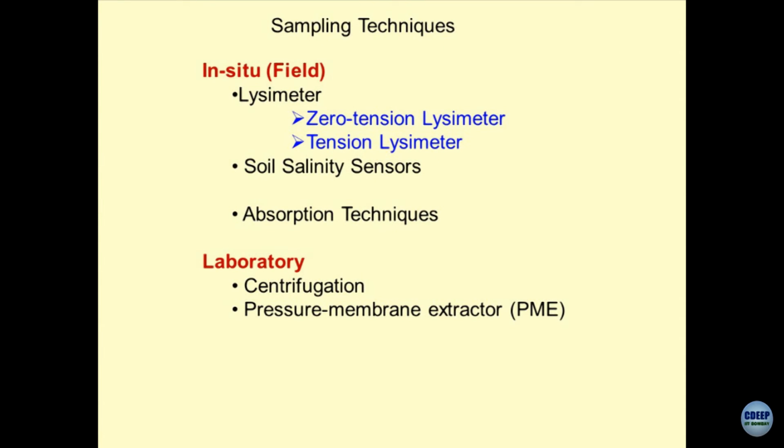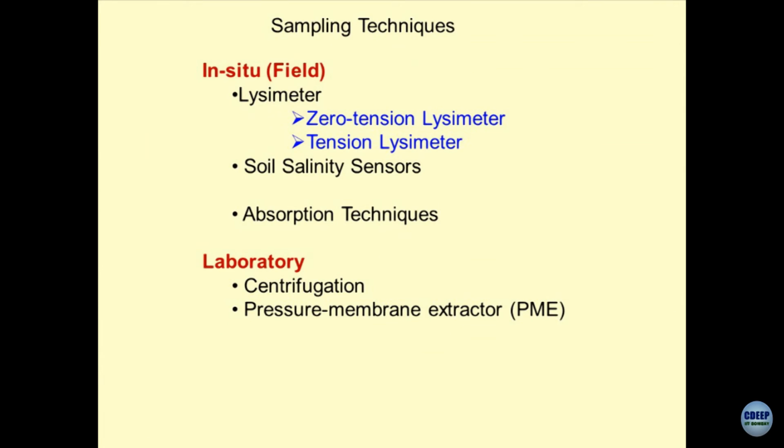These lysimeters could be either zero tension lysimeters. Tension corresponds to suction. That means the lysimeters, when used for saturated soils, would not exhibit any suction, and hence they are known as zero tension lysimeters. However, there could be tension lysimeters also, where the soils are unsaturated or partially saturated. The challenge would be to take out the pore solution from soils which are not fully saturated, and this is where tension lysimeters are utilized.